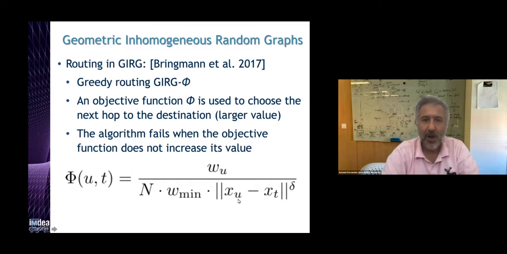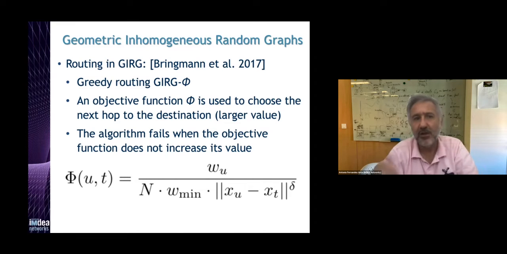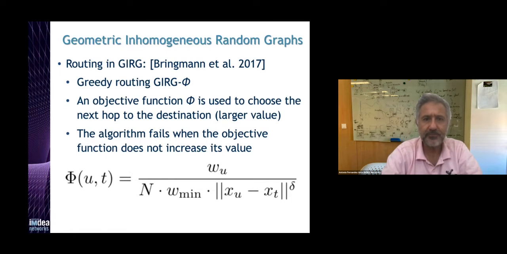What happens here is that if the function phi doesn't increase by moving to a neighbor, then the routing fails. And what they proved is that routing fails with at most a constant probability. So a constant fraction of routing messages get to their destinations.